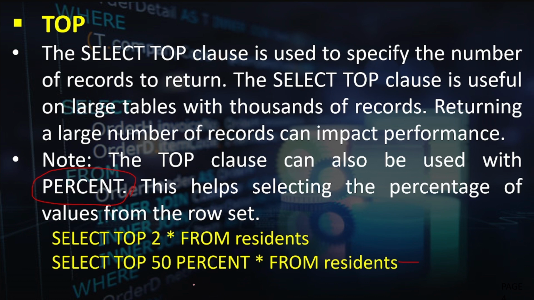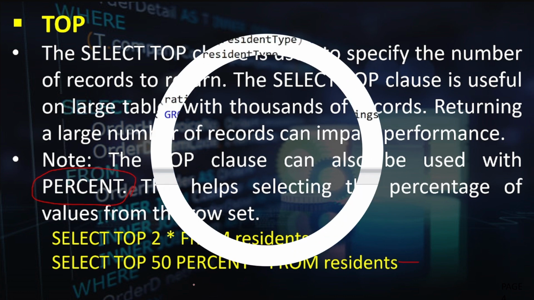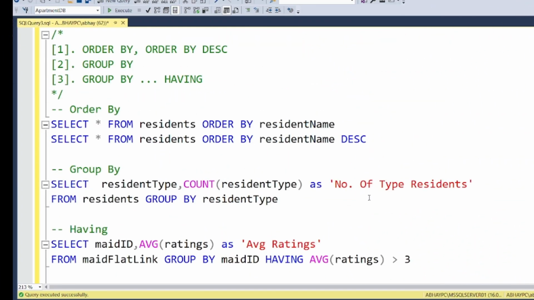So now let me take you to SQL Server Management Studio and see these things in action. I am in SQL Server Management Studio and I have written queries beforehand to speed up the process so that I will not take much time typing. It is as good as typing here. You see the first thing where I'm using order by. Before that, let me check select star from residents.